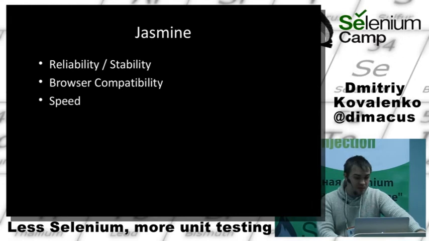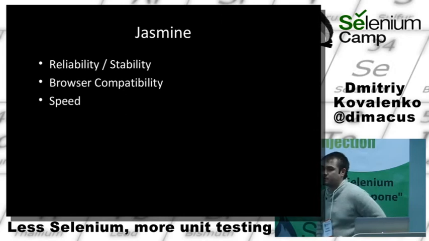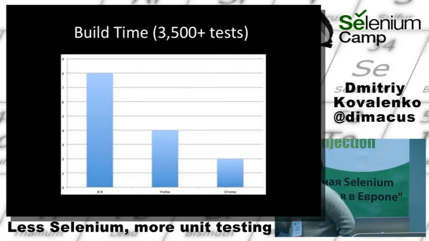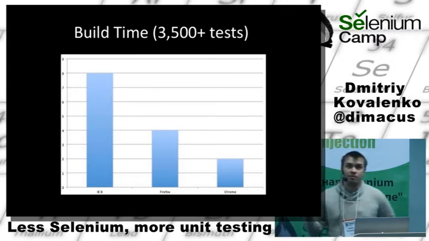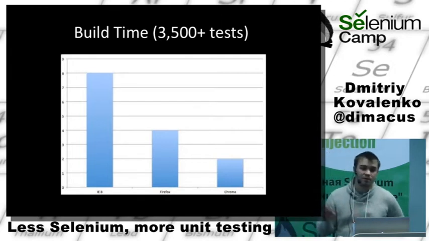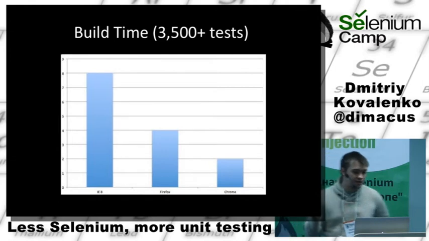And finally, the speed. The speed is actually quite good. This is 3,500 tests, with Internet Explorer being the slowest again. It takes 8 minutes to run 3,500 tests. However, on Google Chrome, it takes only 2 minutes. Instead, with Selenium, we have 400 tests and that takes 45 minutes. This does a lot more tests in a lot less time.